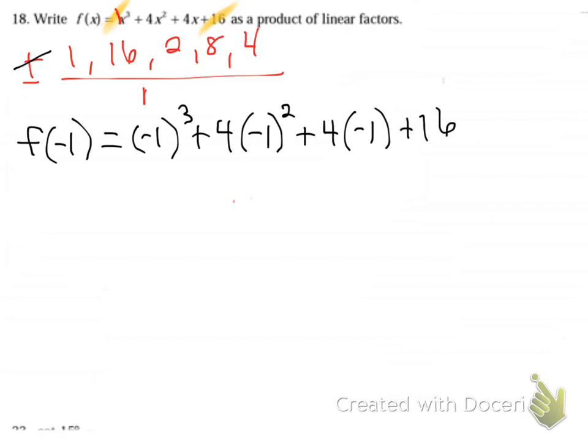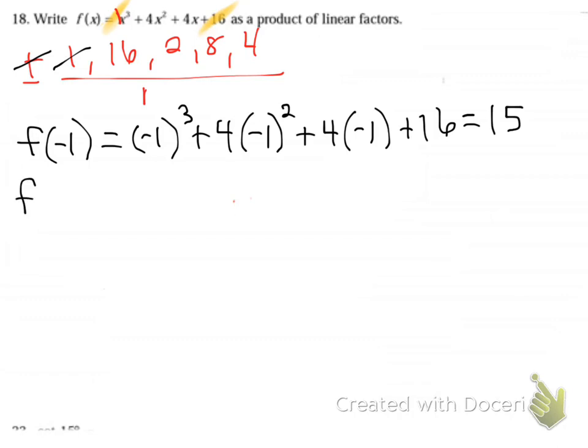Okay, when I plug in negative 1, I'm typing this in my calculator. When I do this, I end up with 15. So this is not a factor. Remember, it's a factor if I plug it in and I get out 0.